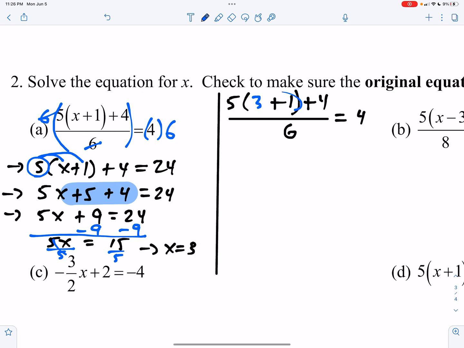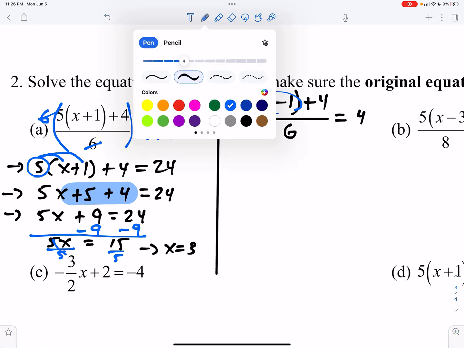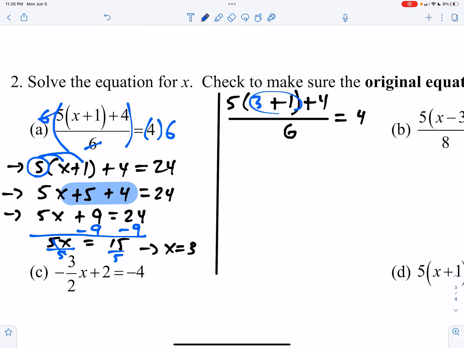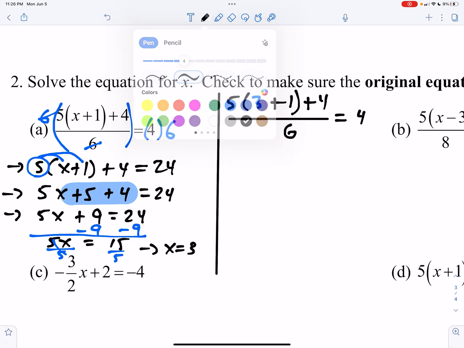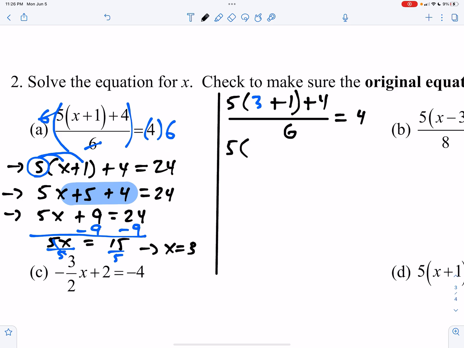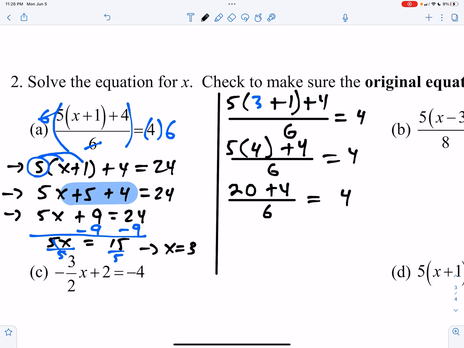So I'm going to start with this right here. That's going to be 5 times 3 plus 1 is 4, and then plus the 4 that's outside. And we're going to divide that by 6. Well, now I'm going to take care of the 5 times 4. So I get 20 plus 4 divided by 6, and we're going to see if that equals 4.